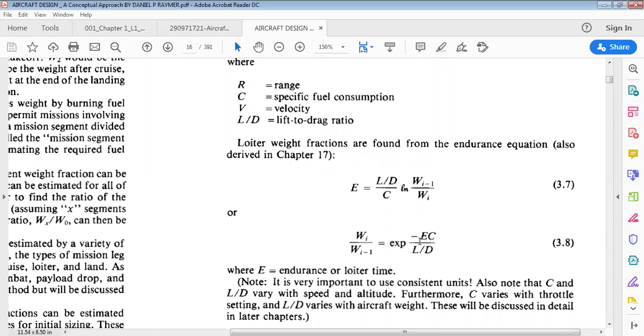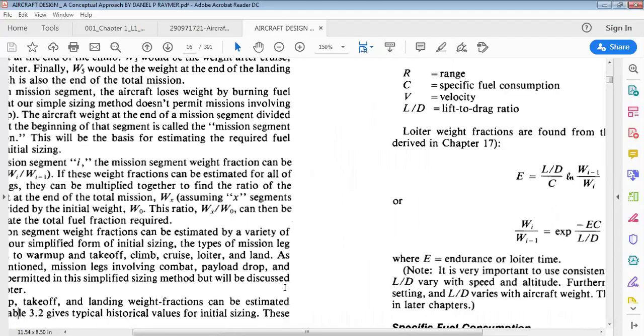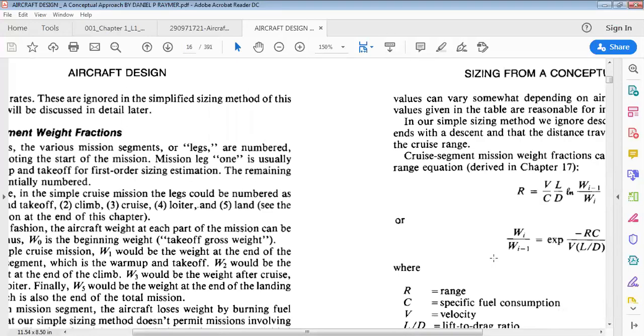L by D is the lift to drag ratio, also called aerodynamic efficiency. We will discuss it later; just understand the notations we are using. R is range, C is specific fuel consumption, V is velocity, and L by D is the lift to drag ratio. Know these terminologies and don't be confused. Loiter and endurance are both the same. And you can also see the historical trends.